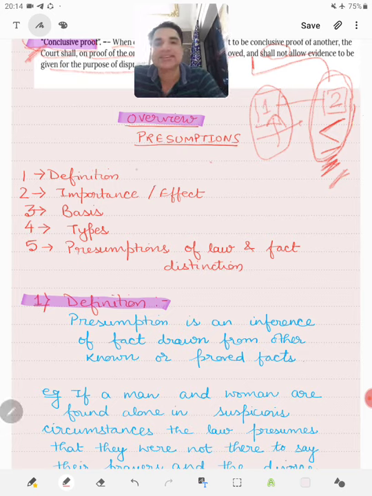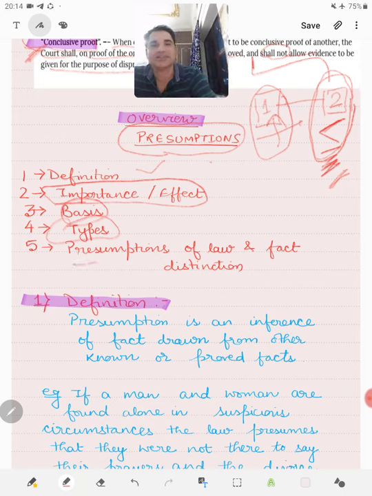One is that we will discuss the definition of presumptions, that is, what is meant by this term presumptions. Then we will also discuss the importance and effect of the word presumption. Then the basis on which presumptions are drawn, the various types of presumptions, and presumptions of law and fact, the distinction between the two, a comparative analysis between the two.